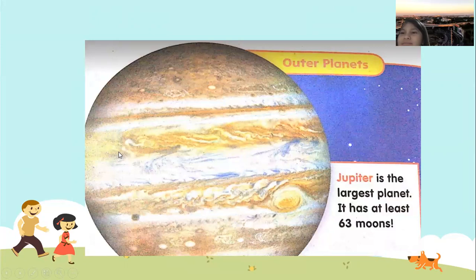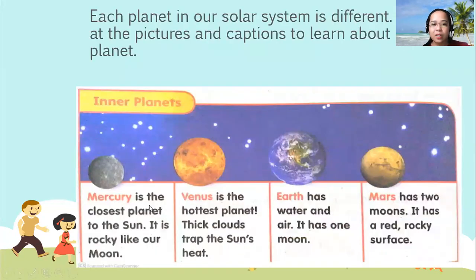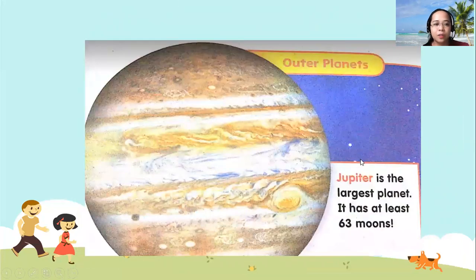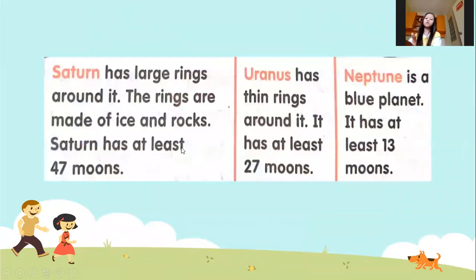Yeah, you're right. Next you have the outer planets. We call these the inner planets because they're inside the asteroid belt, and these are the outer planets. It starts with Jupiter, which is the largest planet, and it has at least 63 moons. Can you imagine? It's got 63 moons because it's so big.